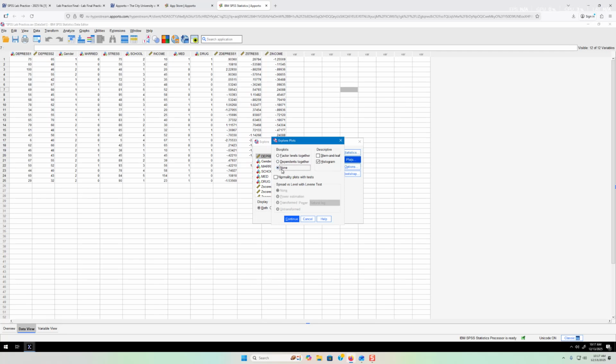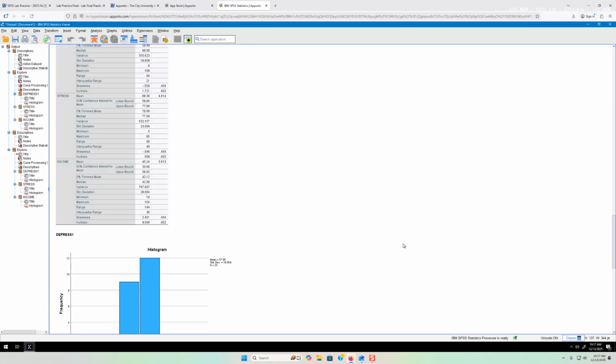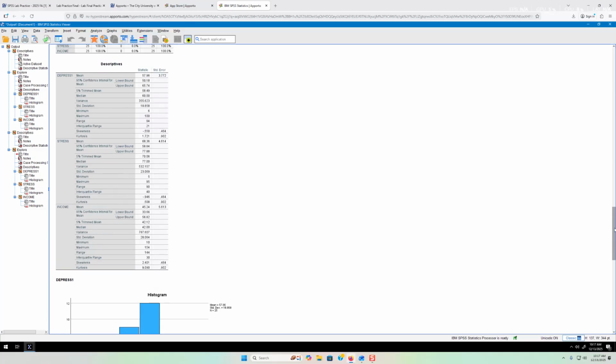We don't want a box plot, right? We don't want any of this stuff. We just want histogram. Then you're going to leave both here, and hit OK. The reason you want to leave both is because you get the skewness coefficients here.